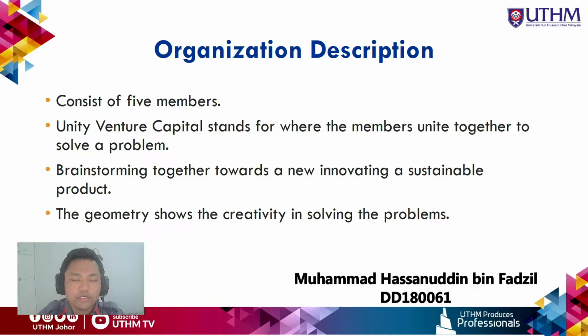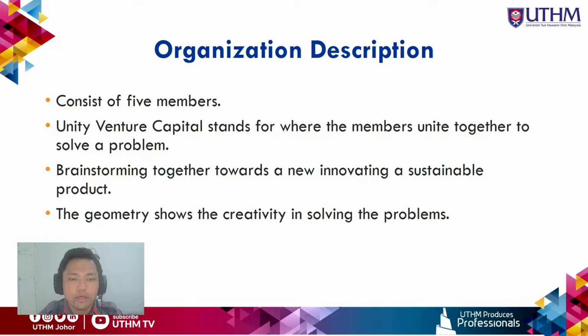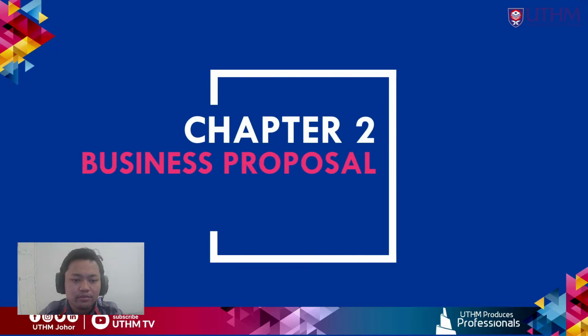So the organization description. We consist of 5 different members. The name Unity Venture Capital stands for where the members will unite together to solve a critical problem. So we will be brainstorming together towards creating a new, innovative, sustainable product. The geometry on our logo shows the creativity in solving our problems, no matter how difficult it is. Next, we'll move on to the second chapter, which is the business proposal.